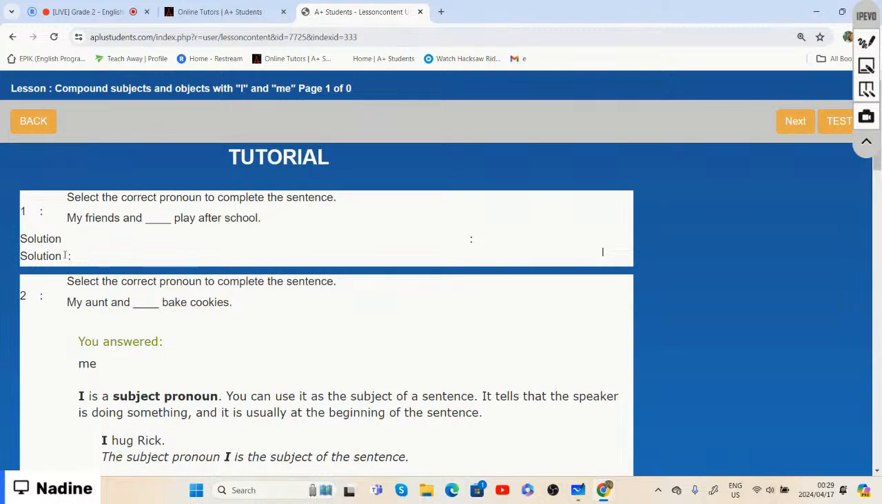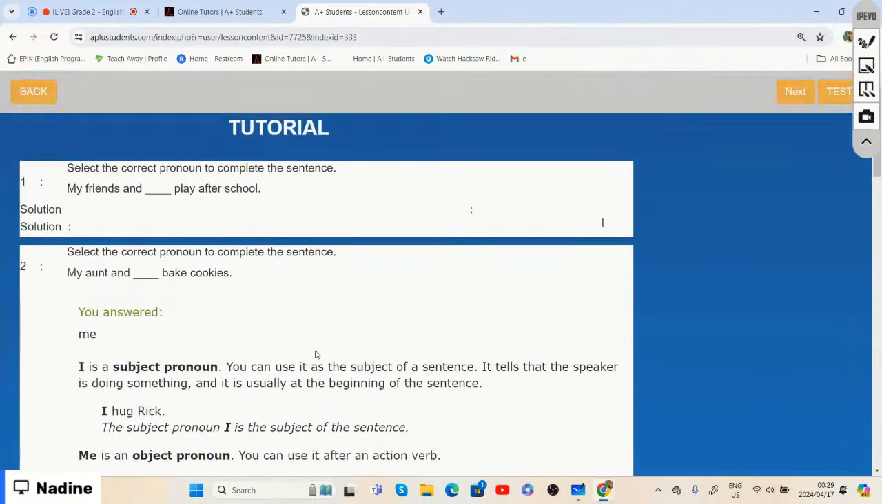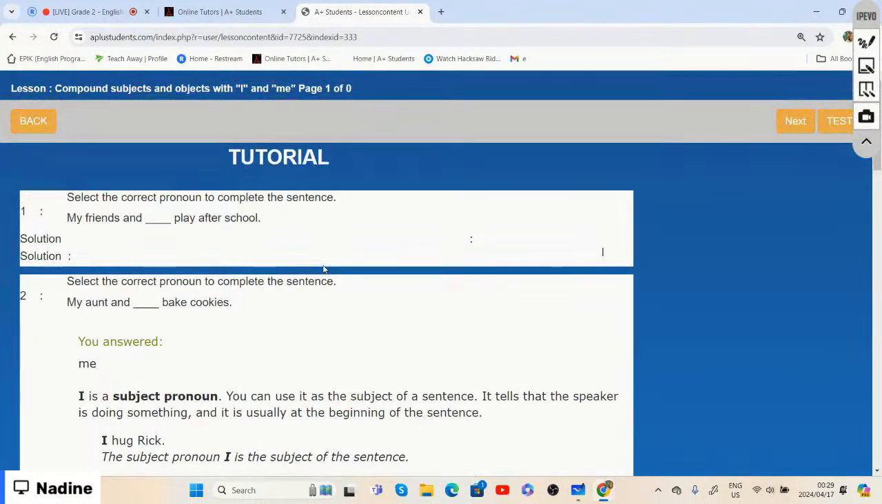All right. So now it says we need to select the correct pronoun to complete the sentence. It says, my friends and blank play after school. We said we have a compound subject, right? And we have an object subject, and that can be either I or words like me, right? So, for example, if I say Jake and I, Jesse and I, right? That is I referring to myself, right? Or we can say something and me, right? That is also what you can use, but me and I.